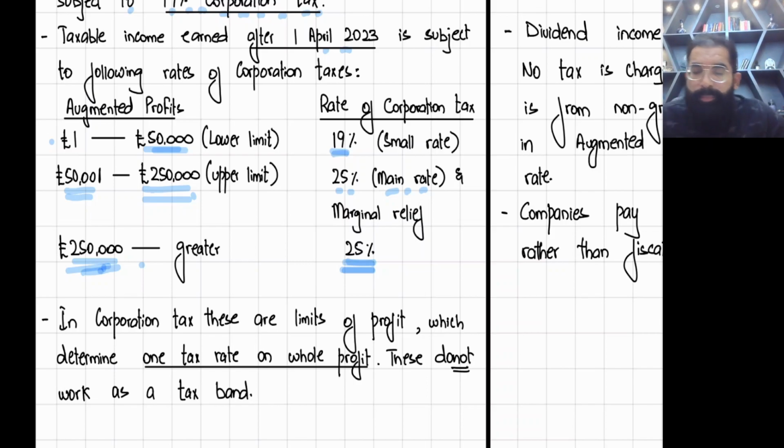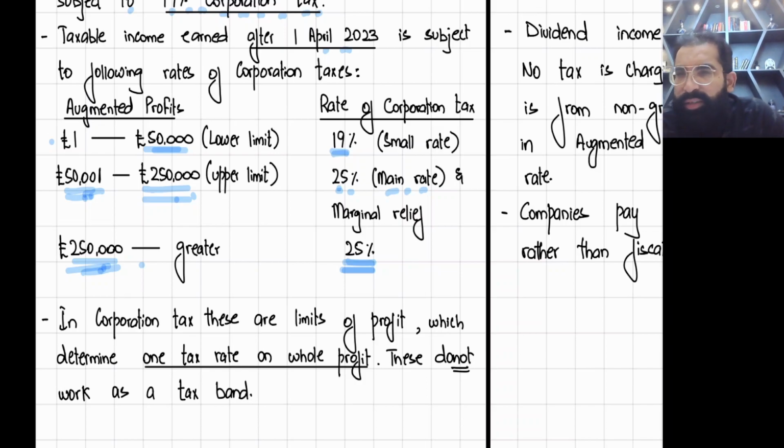Now see the middle line. If your augmented profits are between 50,000 to 250,000, then you pay the 25% main rate, and you will get a special relief which is called marginal relief. So I repeat, 0 to 50,000 only 19% rate; more than 250,000 pounds AP only 25% flat rate and no other relief. But between 50,000 to 250,000 you will have a 25% rate with marginal relief.